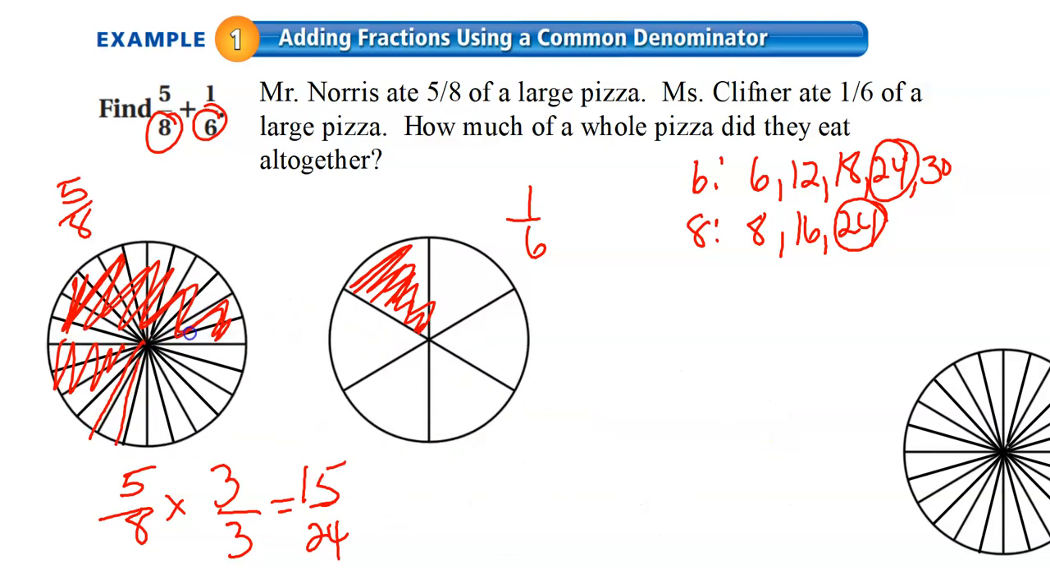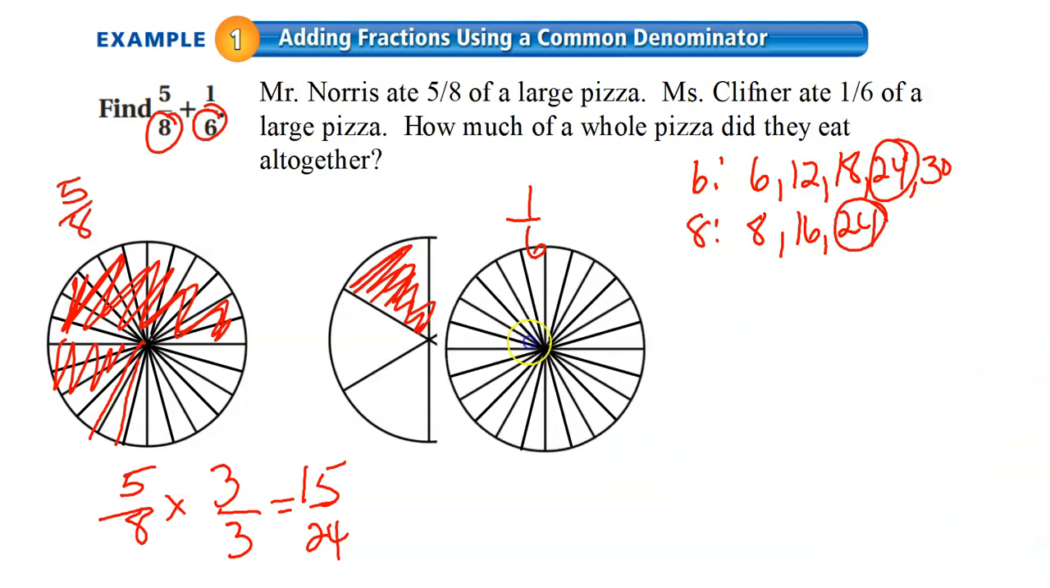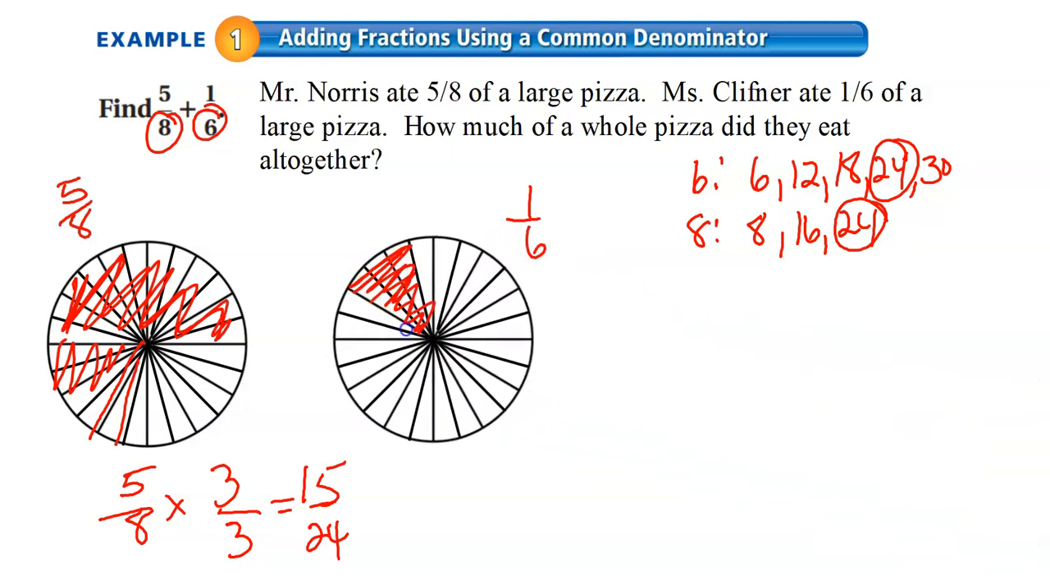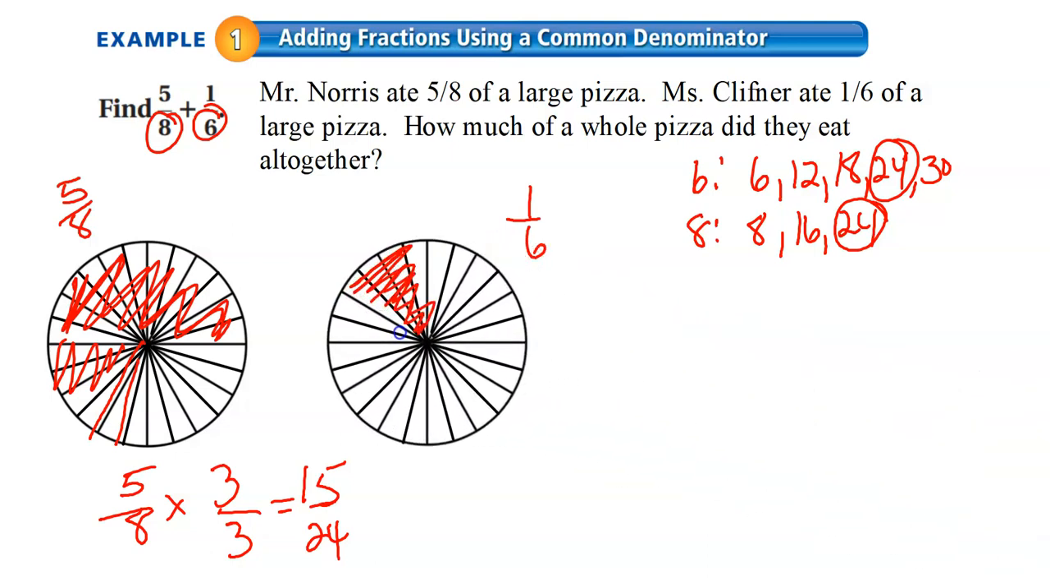Now I'm going to do the same thing with the other pizza. This is cut into 6. And if I move this over, hopefully you can see that it's actually 4 pieces. 4 of the 24ths is equal to a 6.